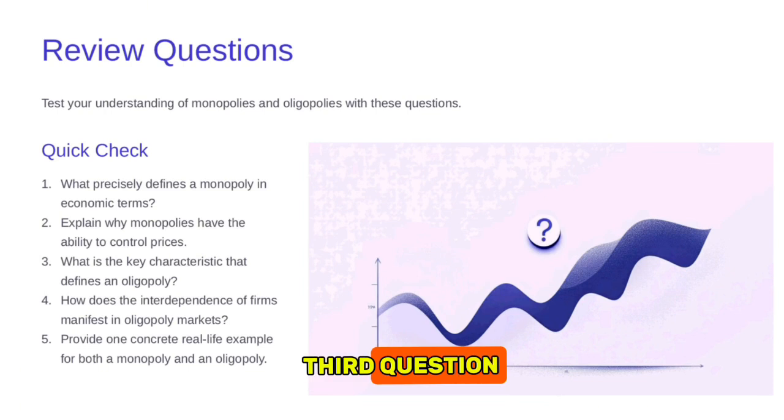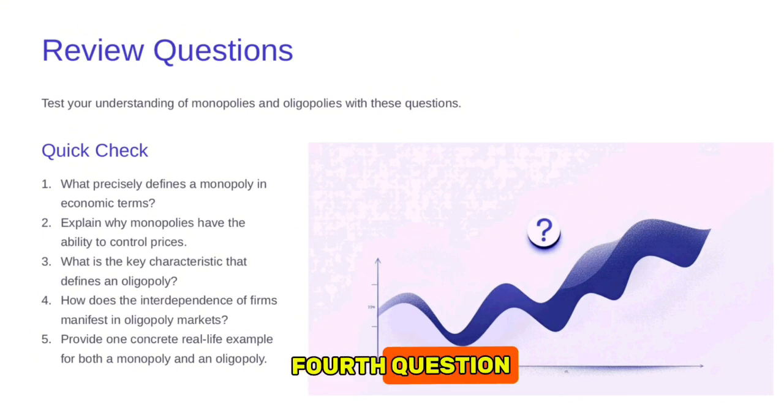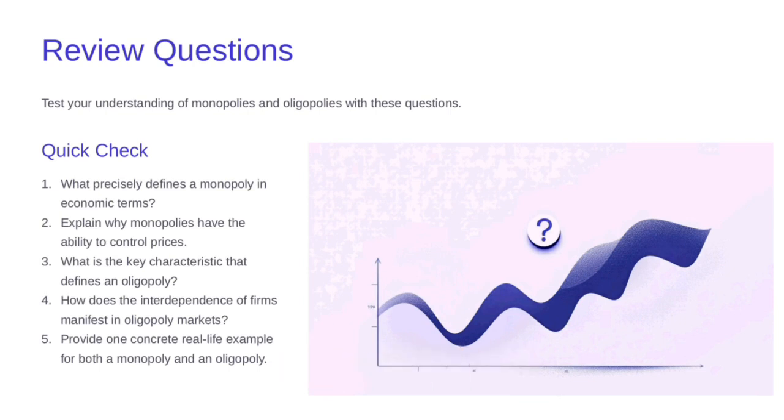Third question: what is the key characteristic that defines an oligopoly? Fourth question: how does the interdependence of firms manifest in oligopoly markets? And the last one: provide one concrete real-life example for both a monopoly and an oligopoly.